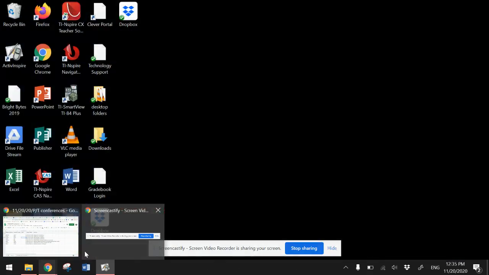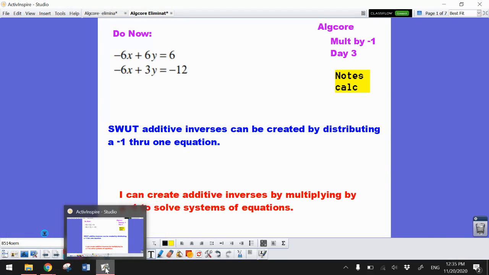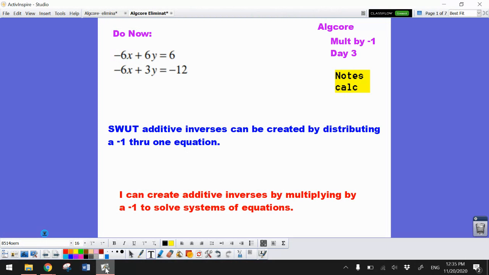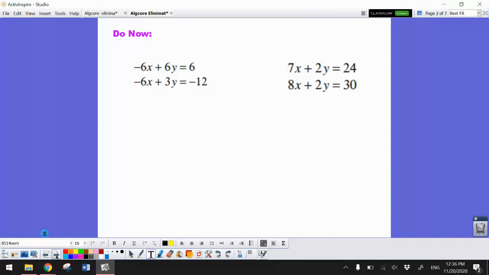Okay, let's go ahead and take a look at our lesson for today. We're going to practice a little bit more of solving our systems of equations with elimination by creating that additive inverse by multiplying by a -1. So go ahead and see what you can do with these first two problems on our do now.